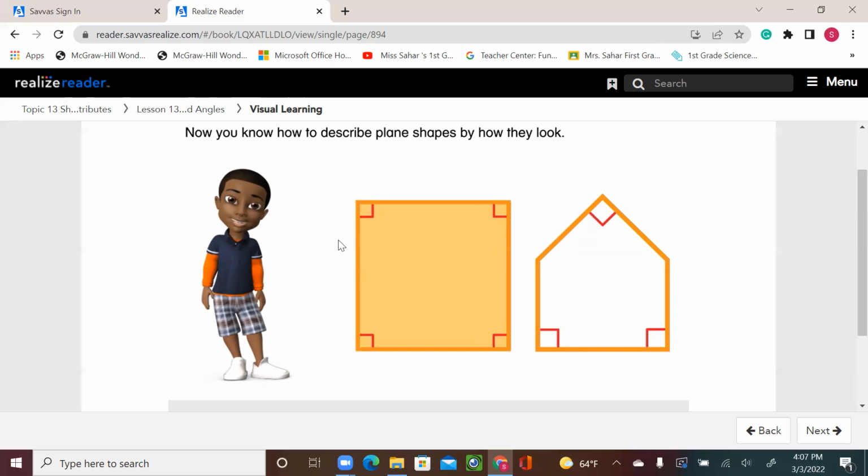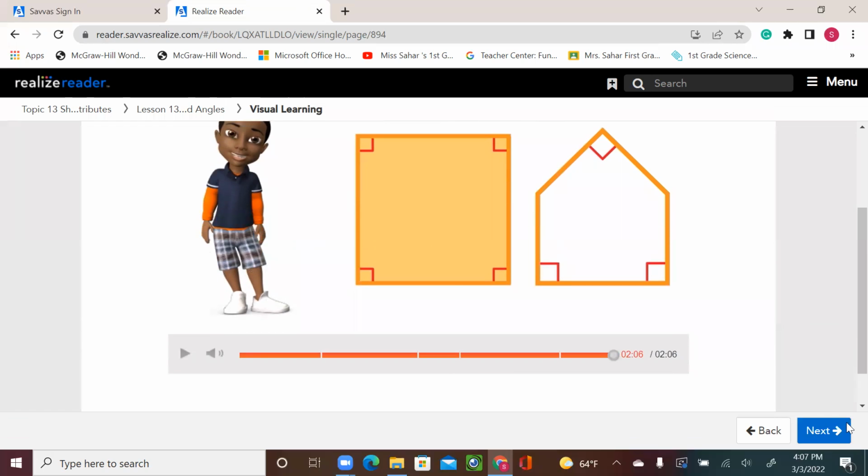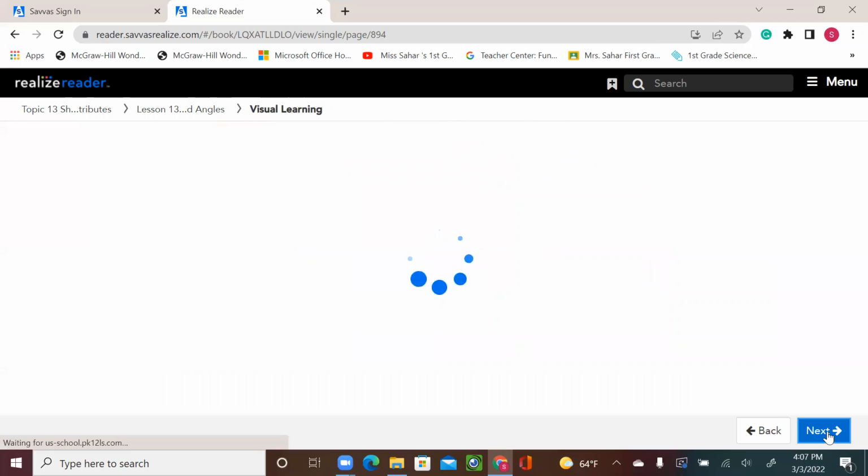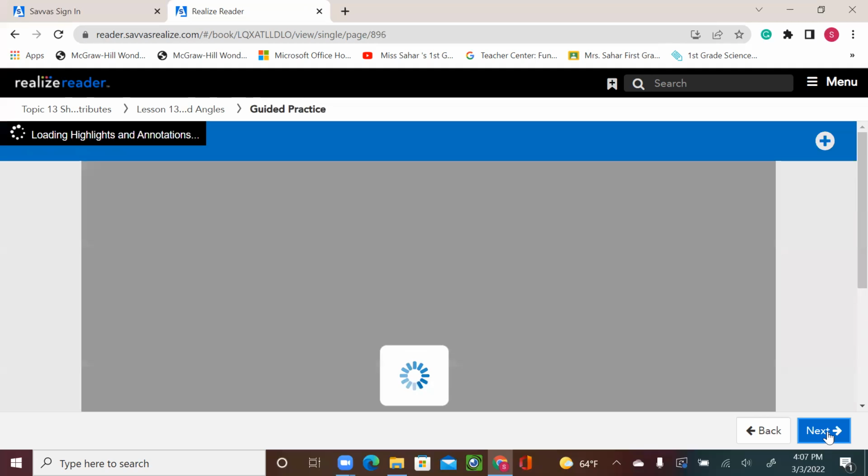So we know plane shapes are closed and they have 3 or more sides, right? So if it's not a closed shape, that's not a polygon. And if it has curves, that's not a polygon, all right? So let's go to our guided practice and see what we have.